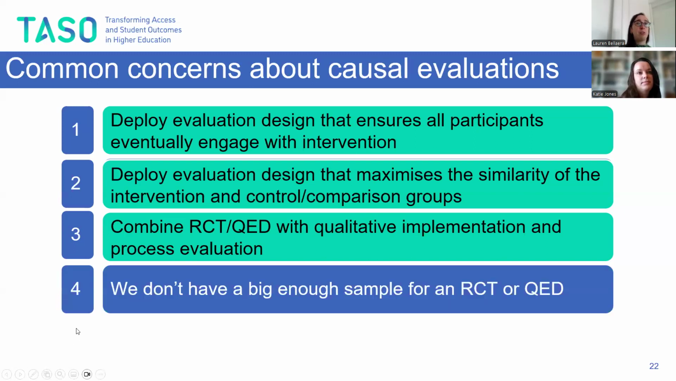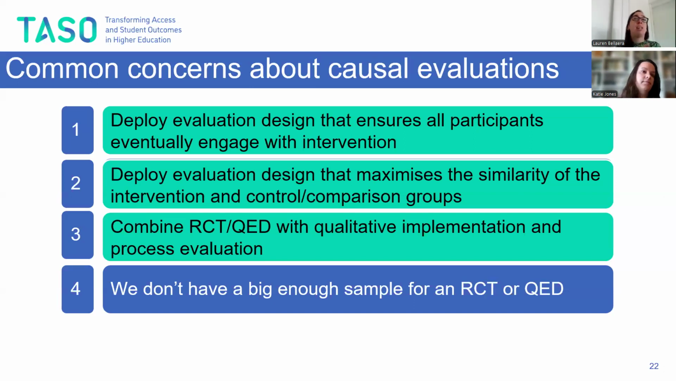Point number 4, which is a genuine and very legitimate concern, especially within the work we are doing: the challenge that we don't have a big enough sample for an RCT or a QED. The first thing to say is that for a QED, yes, you do need very large sample sizes, because you need to make sure you're creating a similar comparison group. With your RCT, because you're doing that random allocation, the samples can be a little bit smaller, and a couple of hundred is quite realistic and feasible.